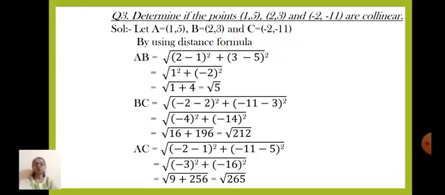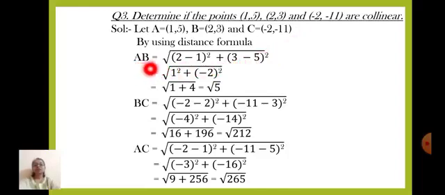So to prove collinearity, what will we do? First of all, we'll find distance AB, then distance BC and thirdly distance AC. And we'll check whether the sum of the distances of any two smaller lengths is equal to the longer one. If you are getting this, that means the points are collinear, otherwise not. So let us do that.